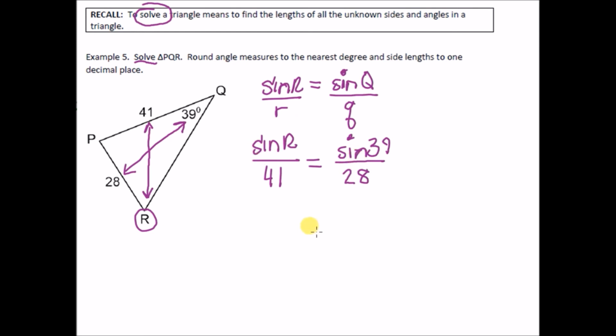Now let's just take a wild guess. When I look at 28 and 41, which one's bigger? The 41 is bigger, and therefore the opposite angle is also going to be bigger. So when we solve R, I'm going to tell you that it better be bigger than 39 or something's wrong. Let's actually cross multiply this 41 up. We get sine R equals 41 sine 39 over 28. Let's just keep this here and type this into our calculators: 41 sine 39 divided by 28.